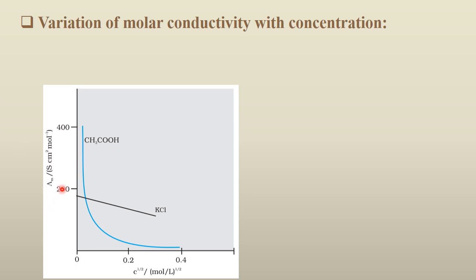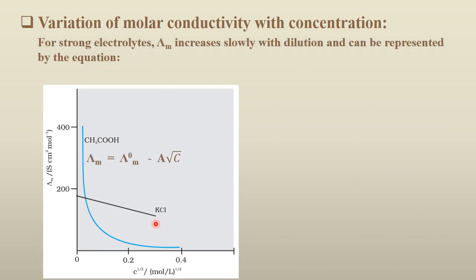So you can see the molar conductivity versus concentration. The graph is given. Now this is a straight line. A straight line graph can be easily compared with the straight line equation, that is y equals mx plus c. So this is a y equals mx plus c type of graph. Slowly with the dilution, it can be represented by the equation.